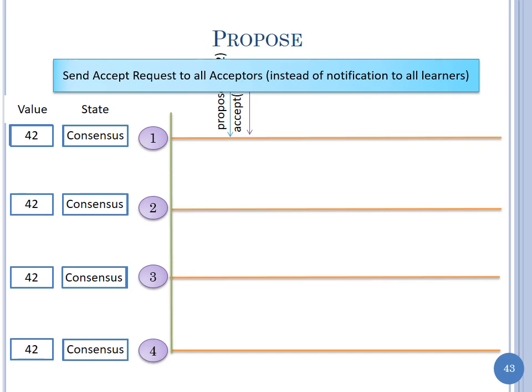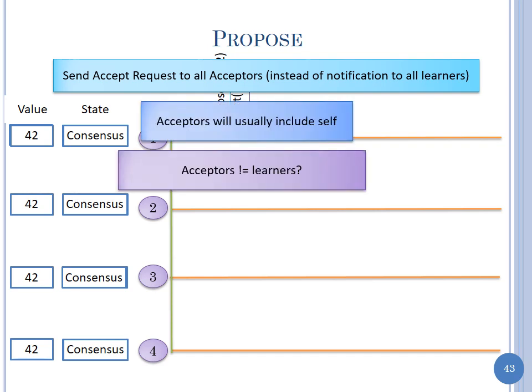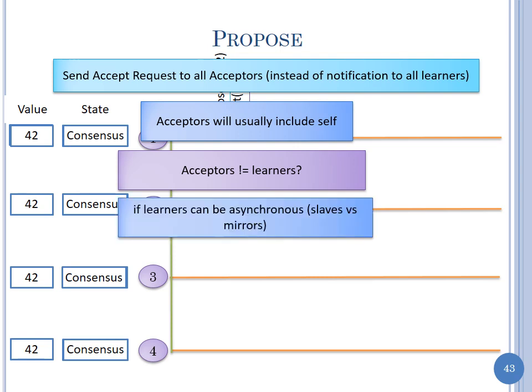So our algorithm is we send accept request to all acceptors instead of notification to all learners. Acceptors will usually include self, like I said. And when would acceptors not be equal to learners? Imagine we have slaves versus mirrors. The slaves are the ones that you want to ensure truly have the correct values, and mirrors can give the wrong answer at times. So we can assume that we are only concerned about the algorithm working correctly with the slaves.